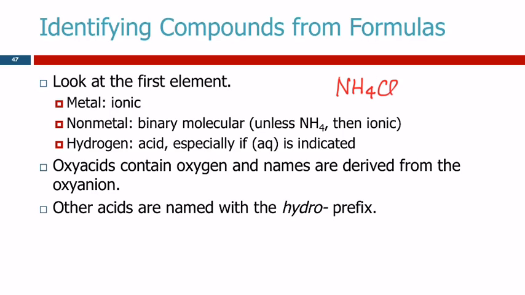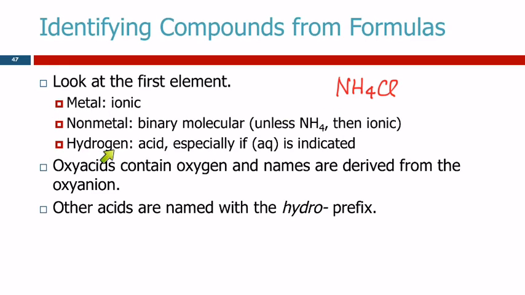What if we have something like this, NH4Cl? We look at the first element, we see, oh, it's a nonmetal. But could this be a binary molecular compound? How many elements are in that compound? Three, right? Nitrogen, hydrogen, and chlorine. You could get creative and come up with a name for it, but it's not binary, is it? This is a polyatomic ion called ammonium, and so this is an ionic compound. That's the only exception we're going to find.